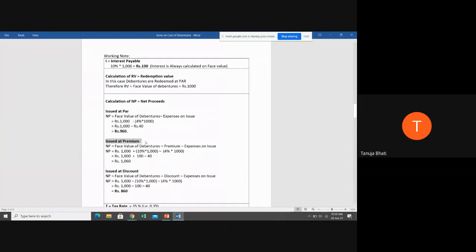Similarly, issued at premium: face value of debentures plus premium minus expenses on issue. So again, face value is 1000. Premium was 10%, but 10% you always calculate on the face value. Minus expenses on issue was 4%, and again you calculate this 4% on the face value. So it is 1000.